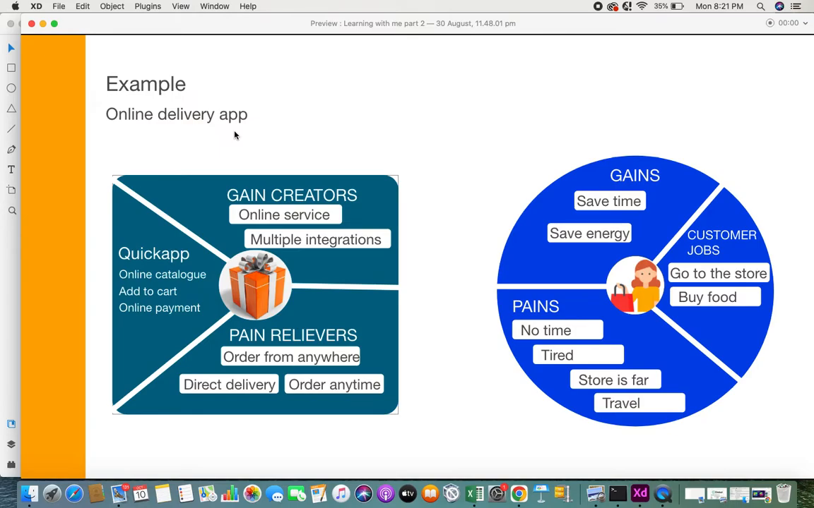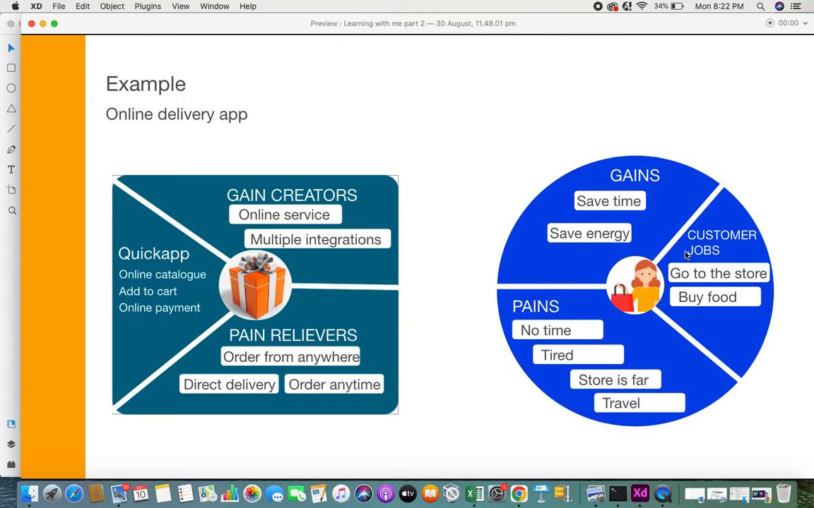So when you interact with this user, you come to know that their daily jobs that they have to do is to go to the store and then they have to buy food. Okay, this is something that they have to do. And if you see the pains, they say that sometimes there's really no time, and then after doing your daily work, you feel so tired and exhausted, and then the store is all the more far. Sometimes the stores are closed, you have to go to another store to purchase the particular item you're looking for, and then that leads to a lot of travel time. So there's a lot of pains that this customer is facing.